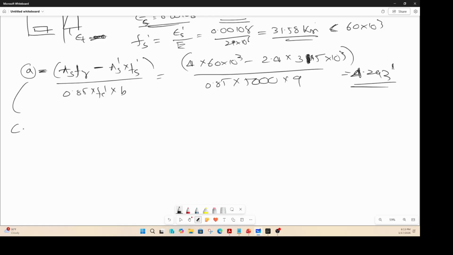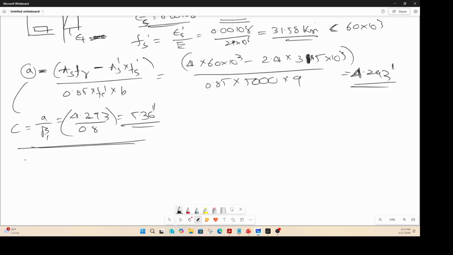Okay. So now we recomputed the depth of the Whitney stress block. We recompute the depth of the neutral axis as A by beta. Beta 1 will not change. This is the new A divided by your beta. That is your new depth of neutral axis. Since there's a new depth of neutral axis, we double check what happens to our strain in tension steel. So tension steel, new depth of neutral axis 5.36, right?